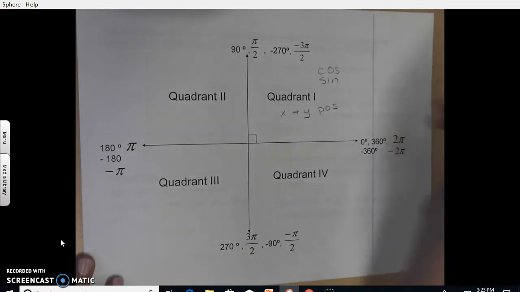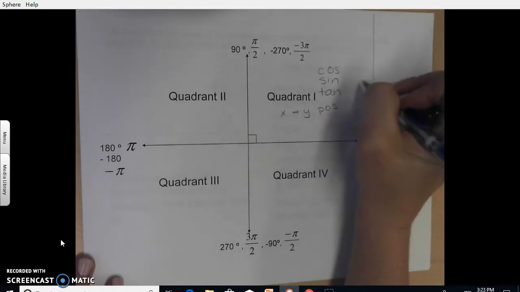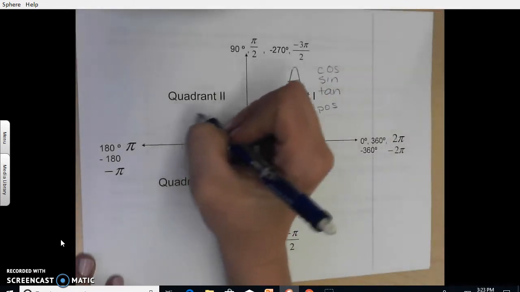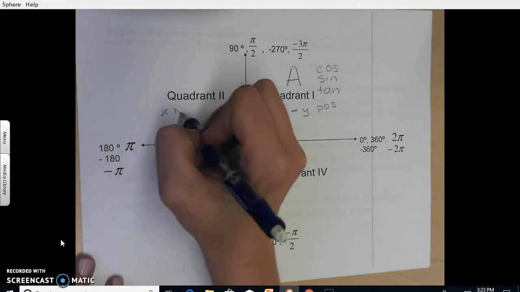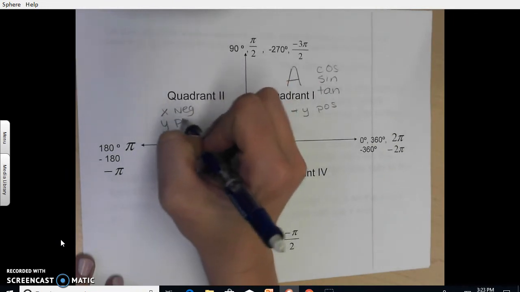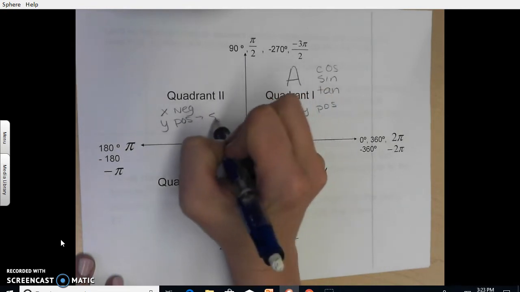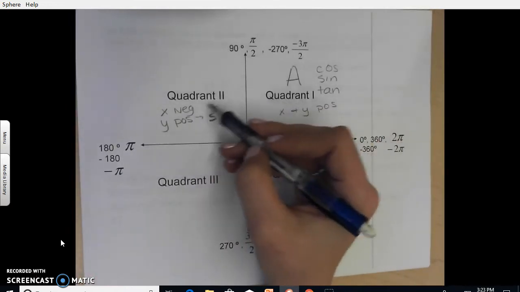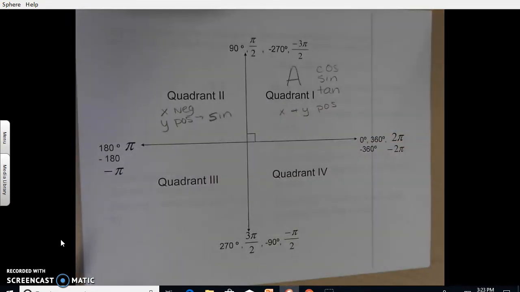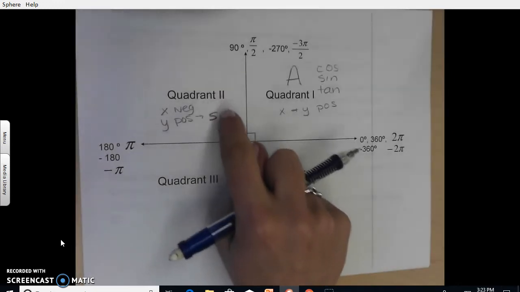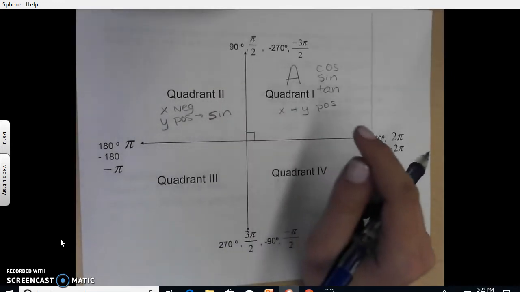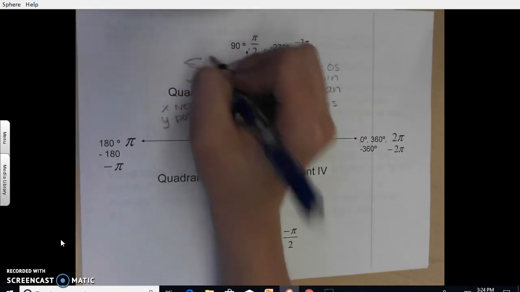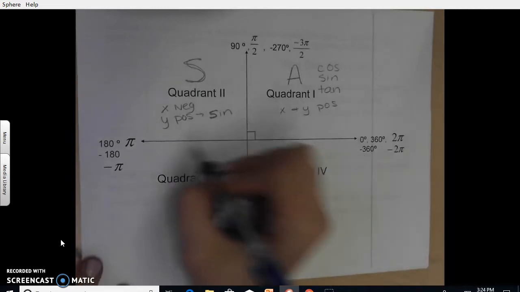That means sine divided by cosine, which would be tangent, is also positive. So all trig functions are positive. Here we have x is negative, y is positive, which means sine is positive. X is negative, which means cosine is negative. A positive divided by a negative would tell me that tangent's negative, so sine is positive in my second quadrant.